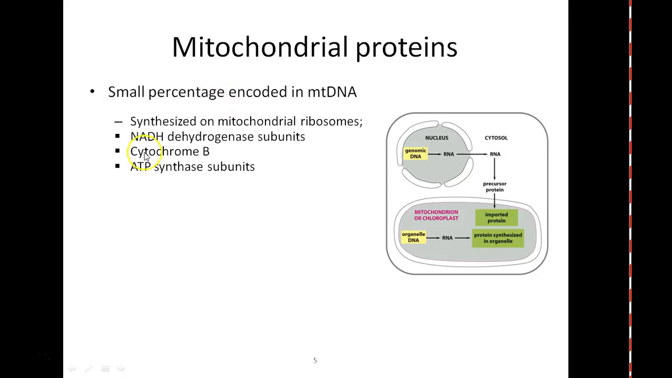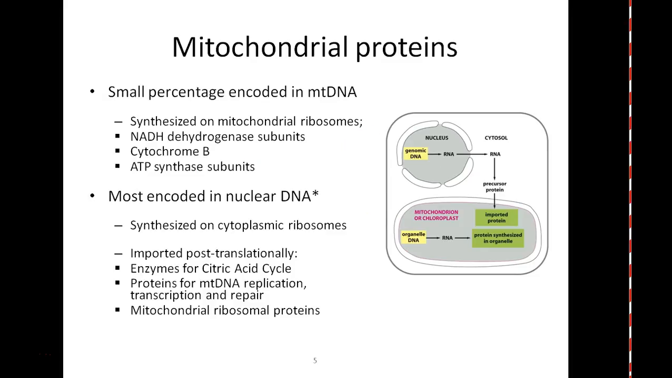Some of those proteins are listed here. Those are the proteins that are synthesized on the mitochondrial ribosomes and are encoded by the mitochondrial DNA. Here we have NADH dehydrogenase subunits, cytochrome B, and subunits of ATPase.